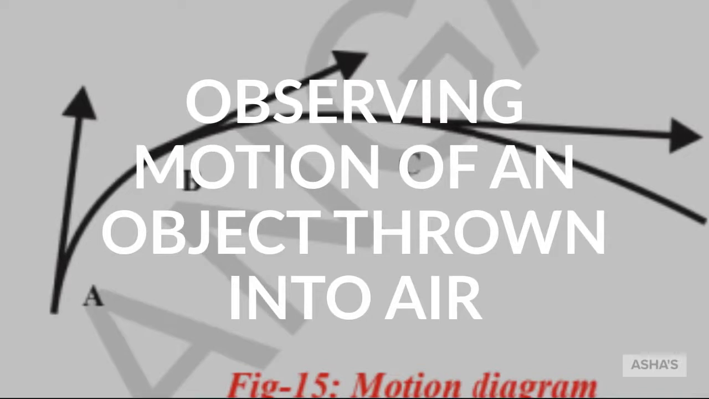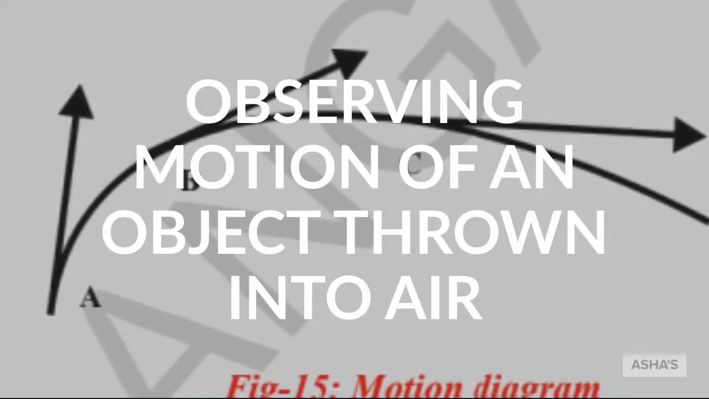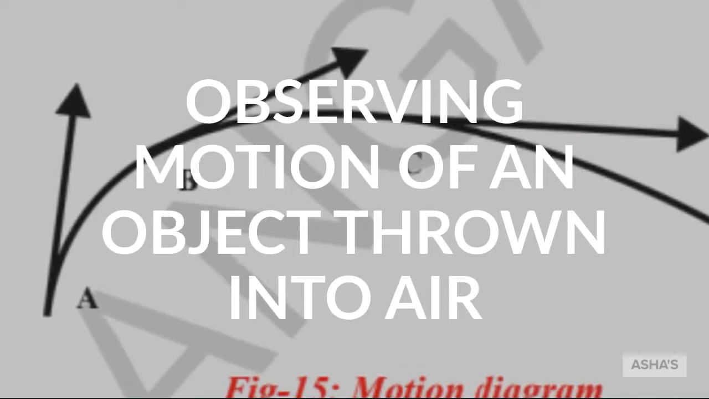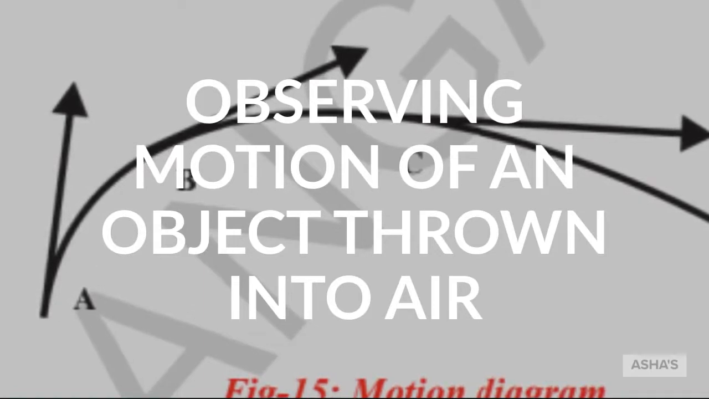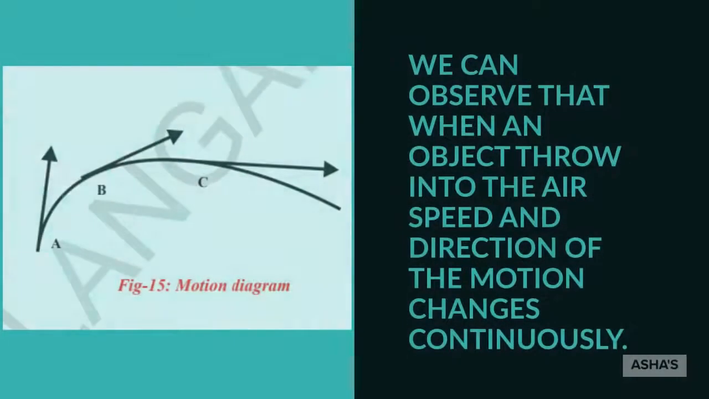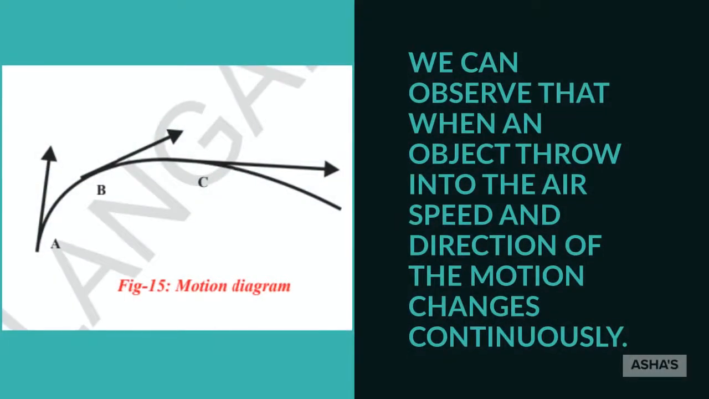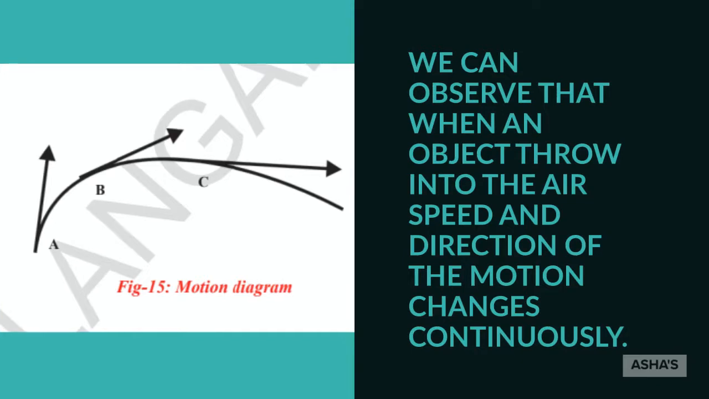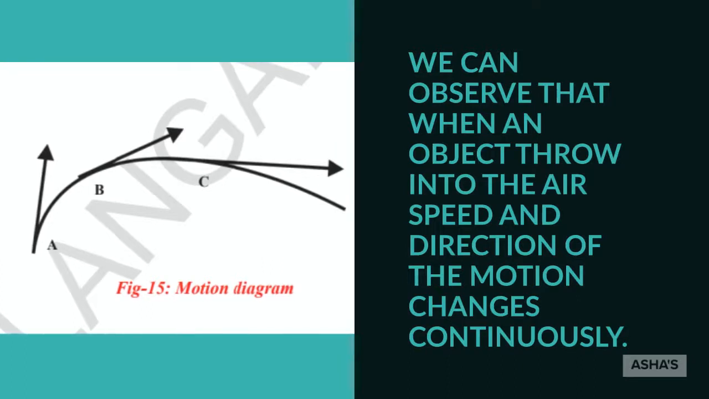One more activity, my dear students, observing the motion of an object thrown into the air. Generally our students play with stones and throw the stones into the air, but observe what will happen to its velocity and path. If you throw a stone into the air, you observe that the speed and direction of its motion change continuously at every point.